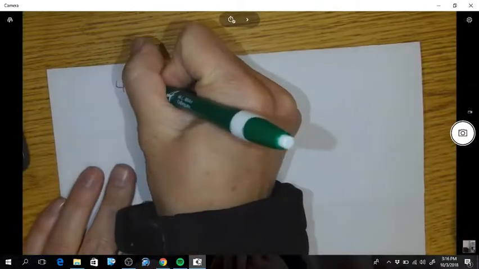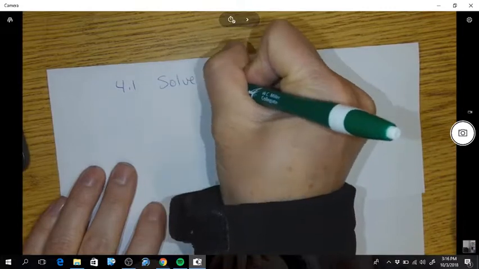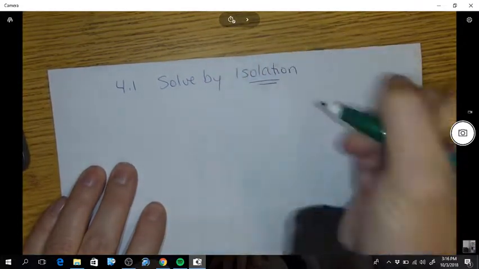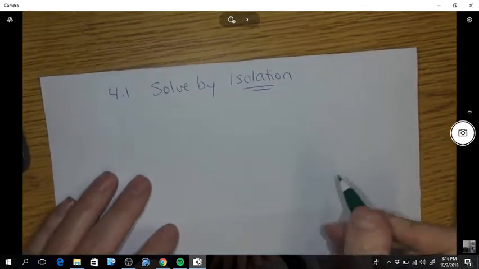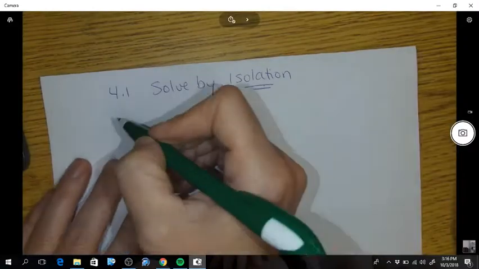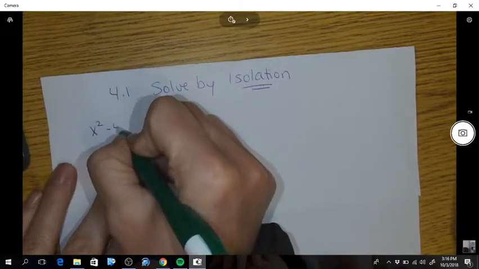Okay, 4.1, first lesson is called Solve by Isolation. So in considering isolation means that you have to get it alone, isolate something, get it alone. Okay, so here's example 1.